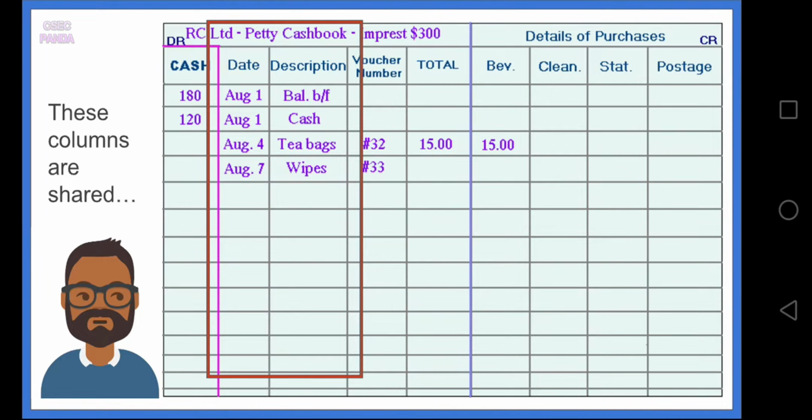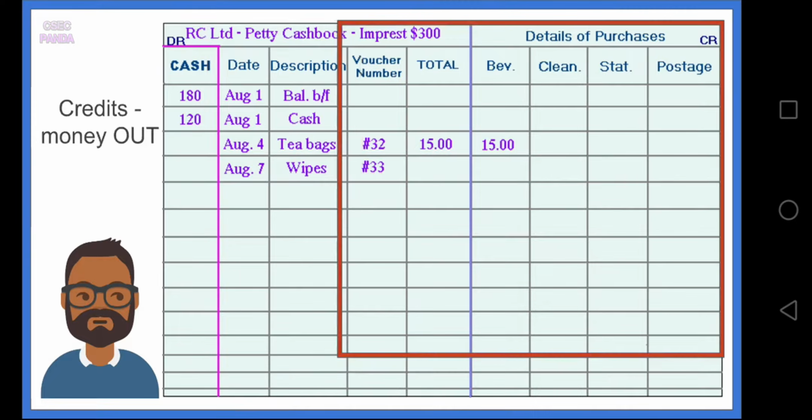And then the rest of the stuff towards the right side of the book is the area that we record the credits. That is when money goes out of the fund. So you'll mostly see the money goes out because, after all, that's what petty cash is for. It's for giving money out of the funds to pay for small things, as we mentioned.